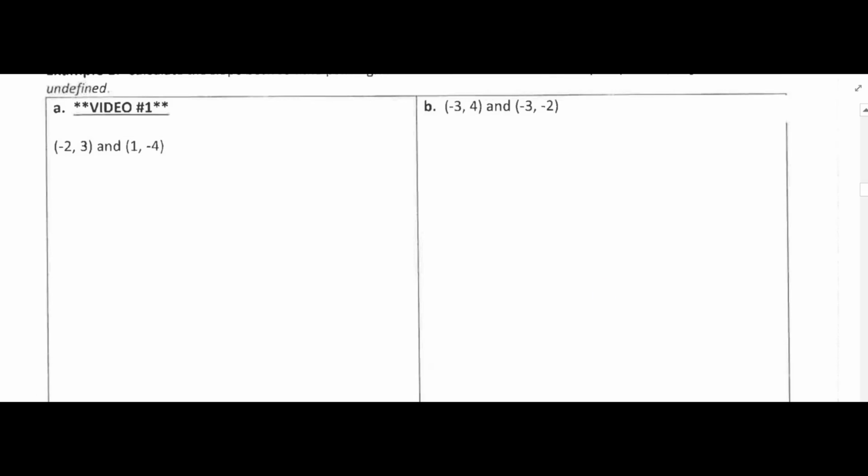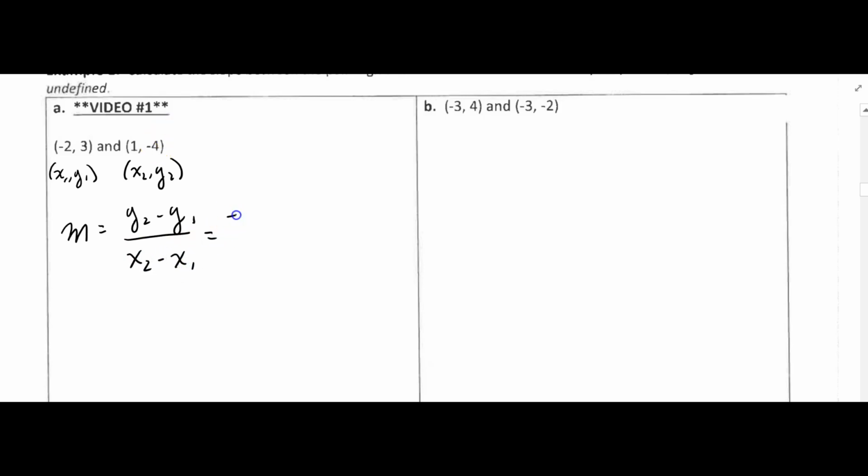So we've got our 2 points here, and it really doesn't matter which we let be x1 and y1 and which we let be x2 and y2. I'm just going to let this point be x1 comma y1, and I'll let this point be x2 comma y2. So then our slope is y2 minus y1 over x2 minus x1.